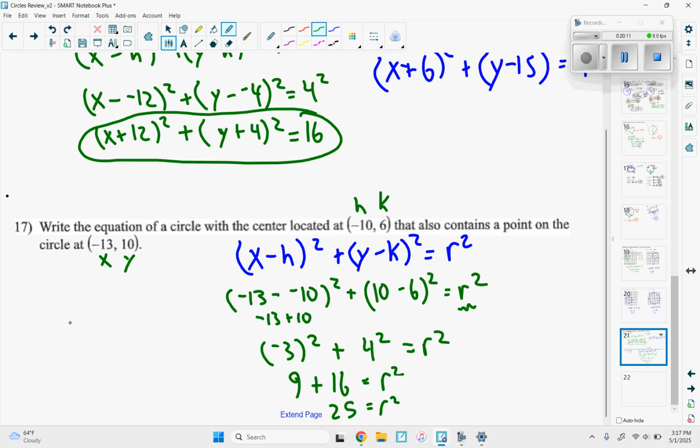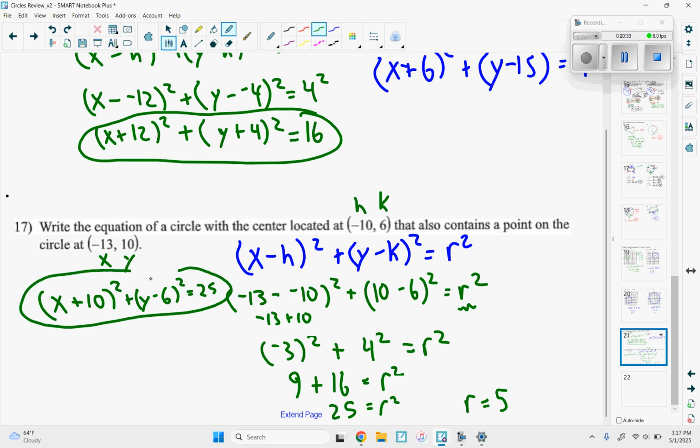All right, so I'm going to just write out now. I know what my r squared value is. That makes my r 5. I can now do the rest of my equation. So this is going to become x plus 10 squared plus y minus 6 squared equals 25. That's the equation of the circle for number 17.